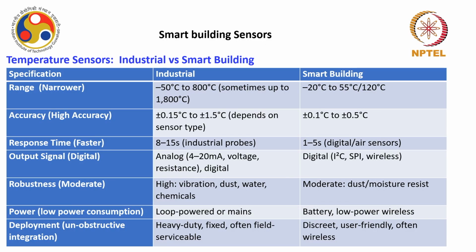For example, the span or range of the temperature measurement. For industrial applications, it can vary depending on the industry and the application. It can typically be anything from minus 50 degrees Celsius to as high as 800 degrees Celsius or sometimes even higher. If you talk about a blast furnace and other things, it can even go to 1800 or 2000 degrees Celsius. However, for a smart building, you do not need a temperature sensor for this particular range.